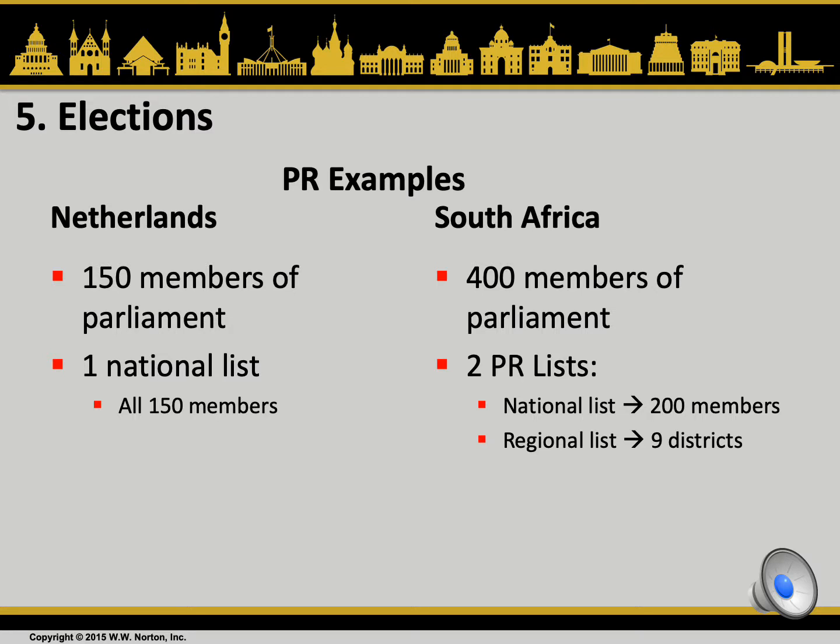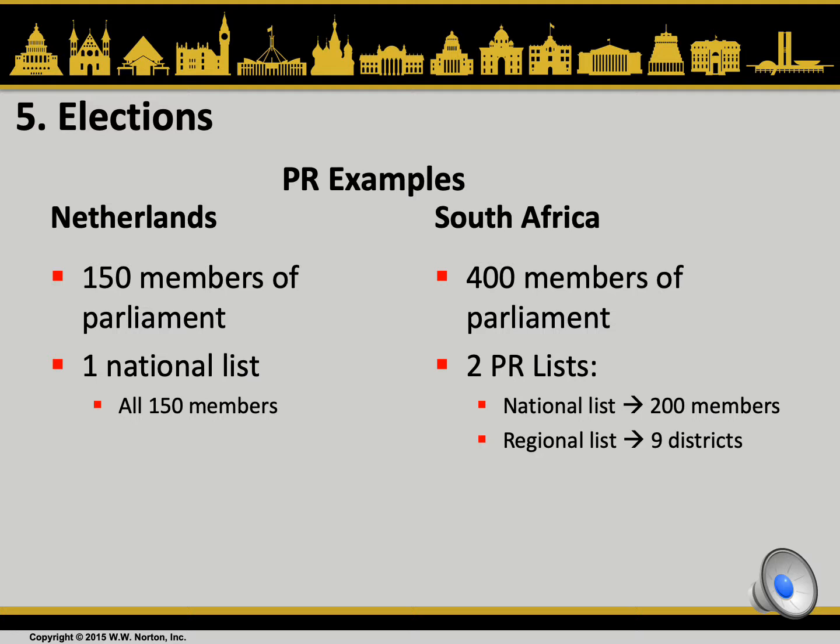Two examples of proportional representation election systems are in the Netherlands. There's a 150-member parliament and a number of political parties all vying for those seats, and the parties receive the percentage of those seats based on the percentage of their votes. So if a party wins 20% of the vote, they win 30 seats in the parliament.